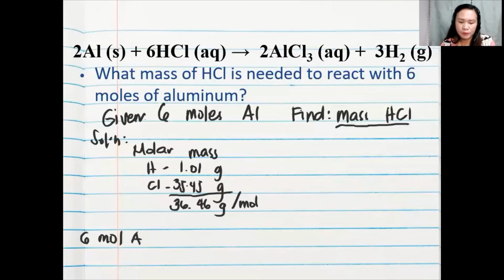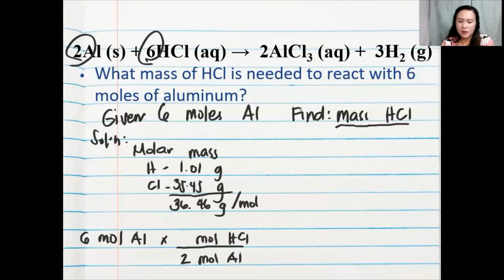So we write now our given, which is 6 moles of aluminum. Next. So since we are given with the moles, we need to write the mole ratio first. So we have here the mole of aluminum and the mole of HCl. So where do we find that? Again, in the balanced chemical equation. So we have 2 for aluminum. We write 2 here. And for HCl, we need 6. So we write 6 here. Okay? So this and this are going to cancel.